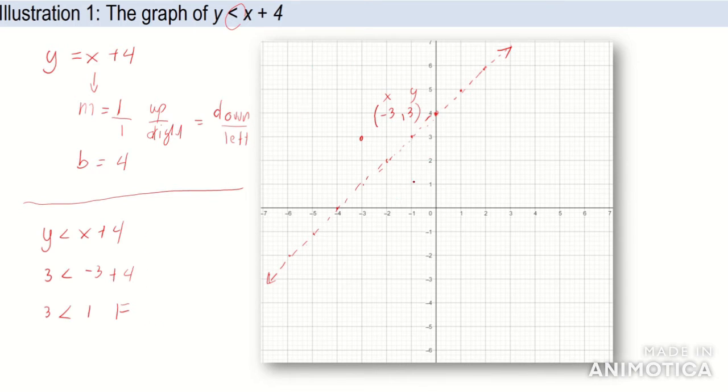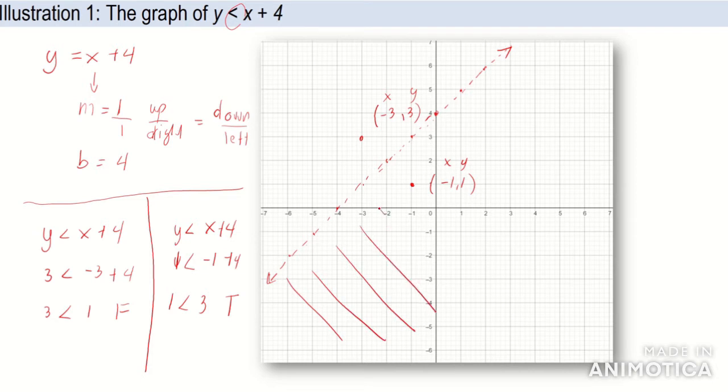Let us try the points below the boundary line. We have here a point with coordinates -1, 1. Then we have y is less than x plus 4, so 1 is less than -1 plus 4, so we have 1 is less than 3, and that is true. This will be our shaded region.